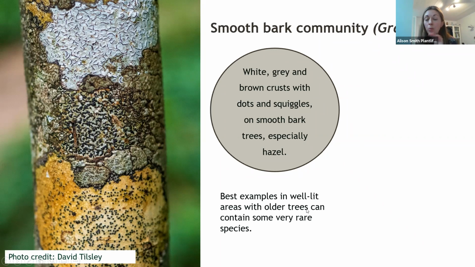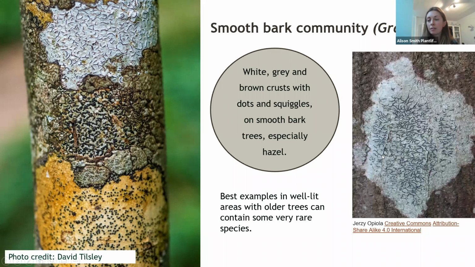The best examples are in more well-lit areas again. When it's very shady, you tend to find certain species will dominate. The species at the bottom of this image is sometimes known as a pox lichen, with all these tiny little black dots. It's a pyrenocarpous species that tends to dominate where it's quite shaded, but where you've got better lit conditions, you will find more of the script lichens. And this one here, Graphis scripta, is one of the flagship species of that community, which you'll find amongst other rarer species in well-lit old areas with ecological continuity.